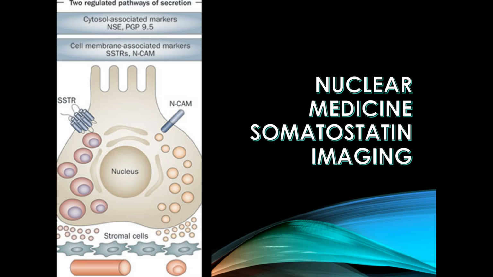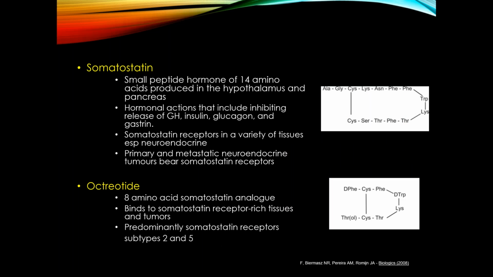But let's switch gears now and talk about nuclear medicine. Specifically, let's start with the somatostatin imaging, which is Octreotide, and then we would go into the PET imaging. So as you know, somatostatin is the small peptide hormone that's produced in the hypothalamus and pancreas. And a lot of tissues in your body have somatostatin receptors. However, they have found that neuroendocrine tumors have more somatostatin receptors. And so that's where our Octreotide imaging is trying to basically take advantage of those somatostatin receptors.